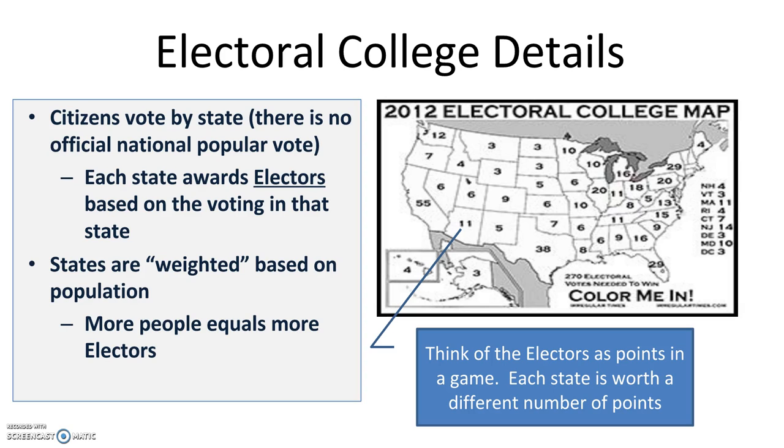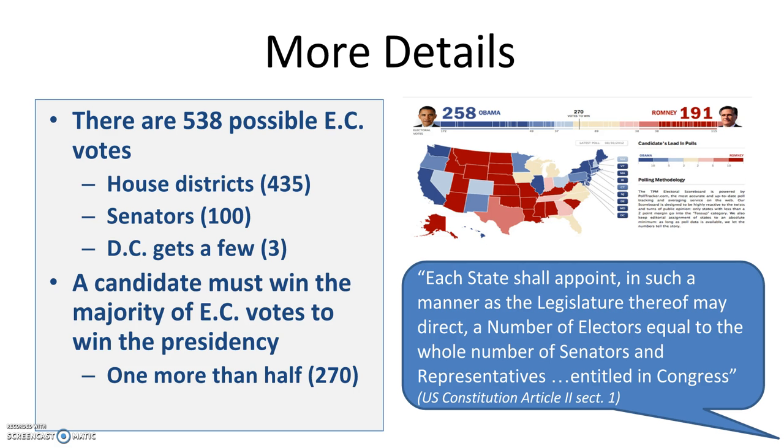When the election in each state happens, the winner of that election is going to be awarded some or all of the Electoral College votes that state is worth. So you can look at the Electoral College map and think of it as a big board game where each state is worth a different amount of points or a different prize, and it's up to the candidates to win those numbers if they want to win the presidency. There are 538 Electoral College votes possible. So you can think of this as 538 points on the board that these candidates have to win.